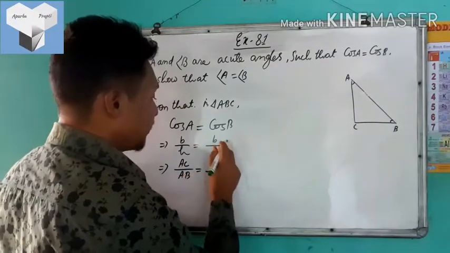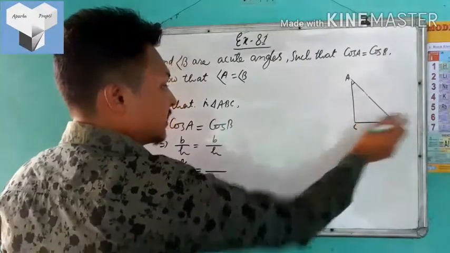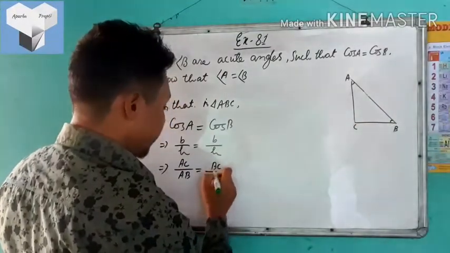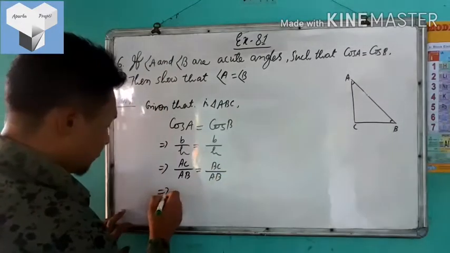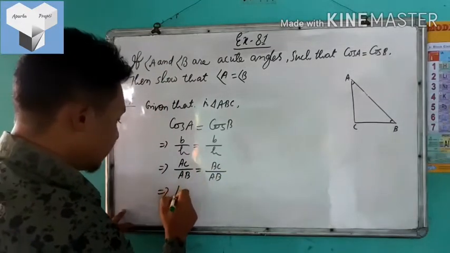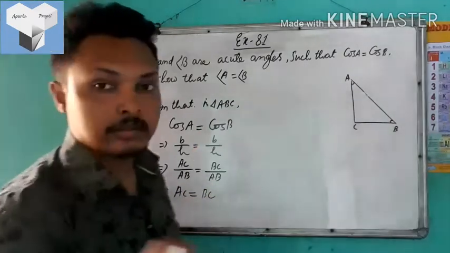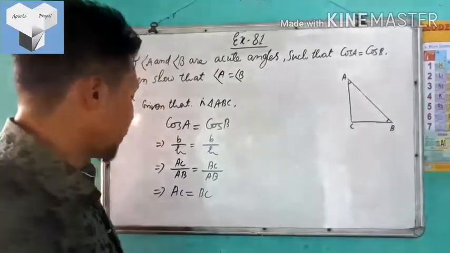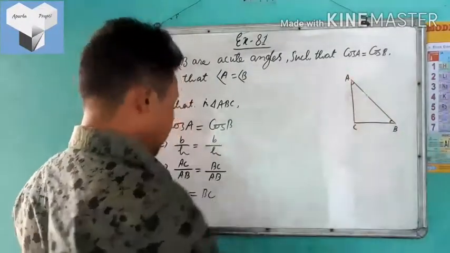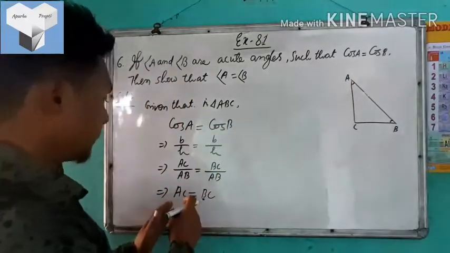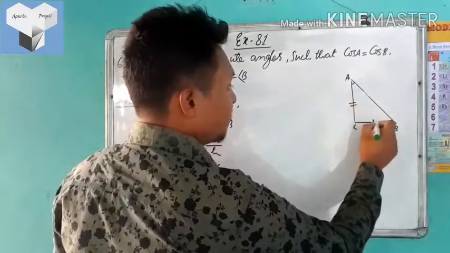Here B means base with respect to angle B. With respect to angle B, this is the base, that is BC is the base. H is the hypotenuse, that is AB. So since they are in proportion, we can say that AC is equal to BC. Okay. So already we have taken this triangle ABC as a right angle triangle, and after simplification we have found that the length of AC is equal to BC.